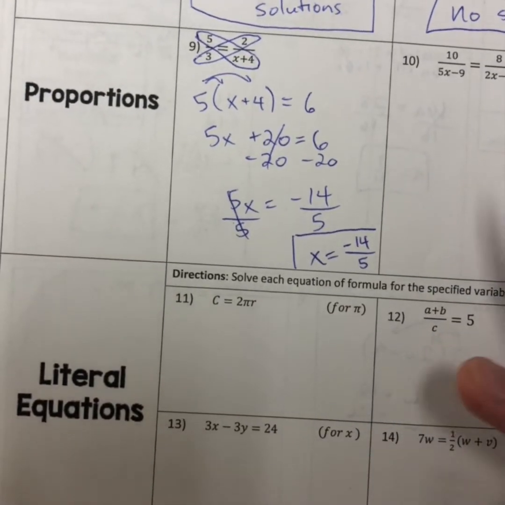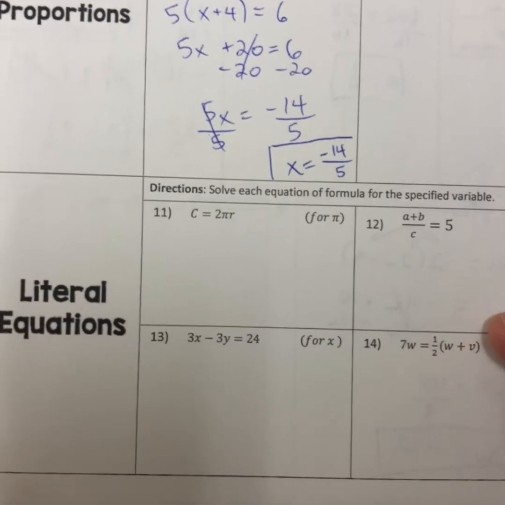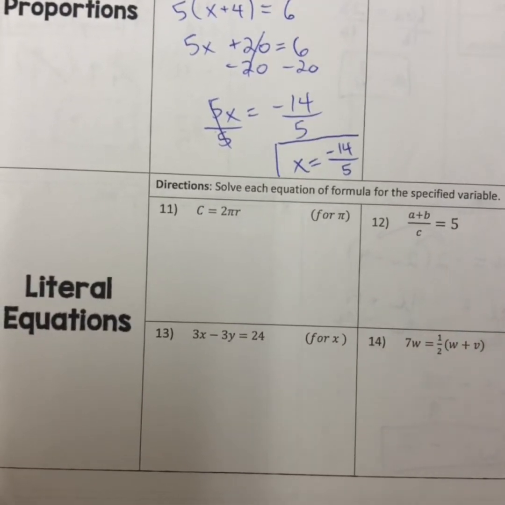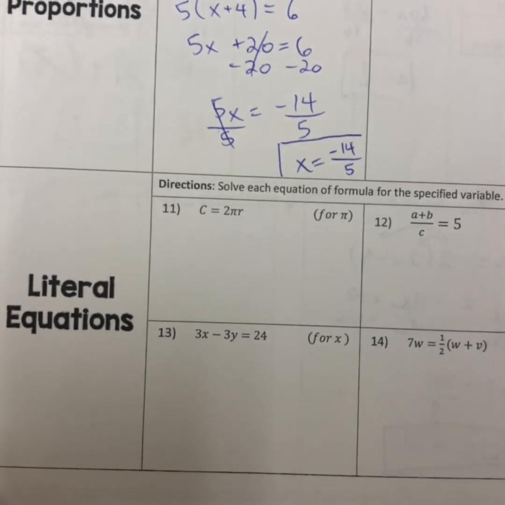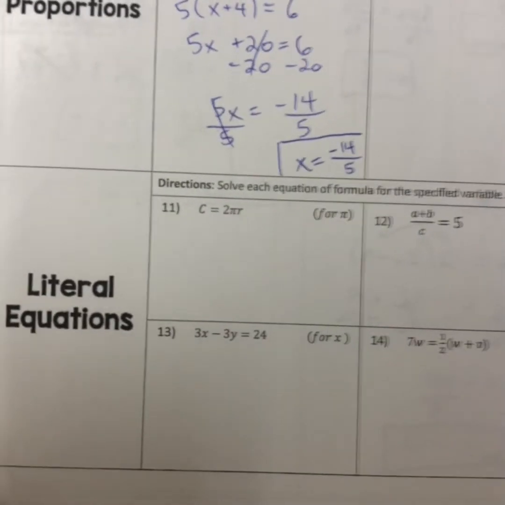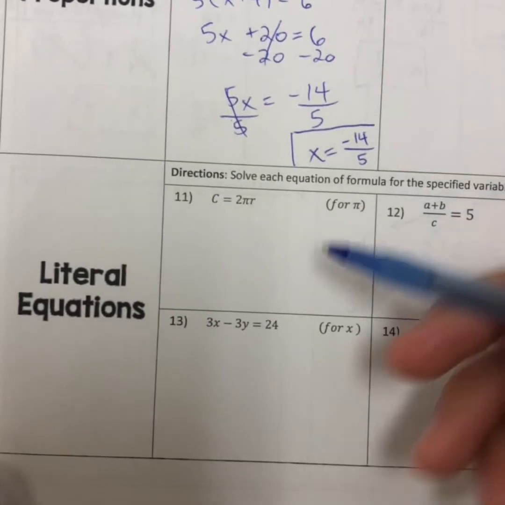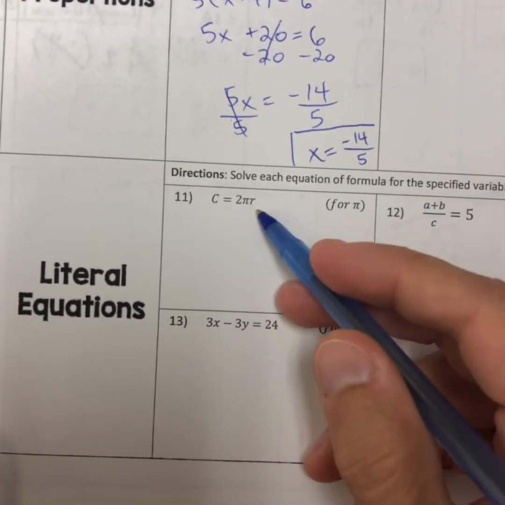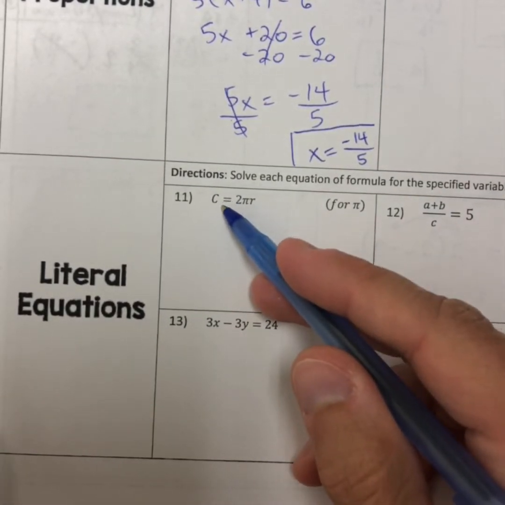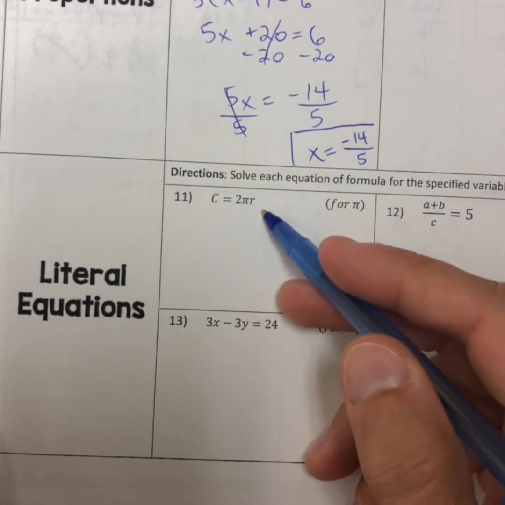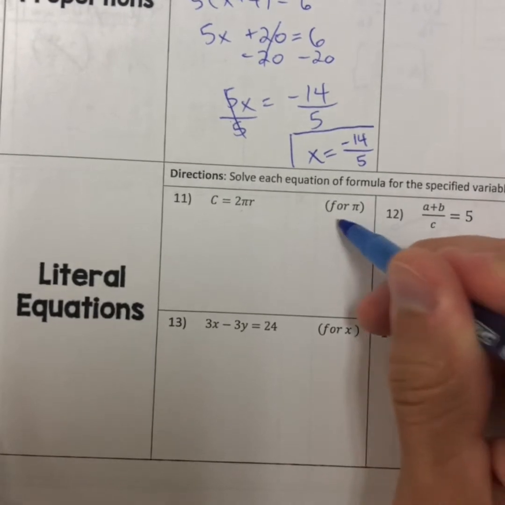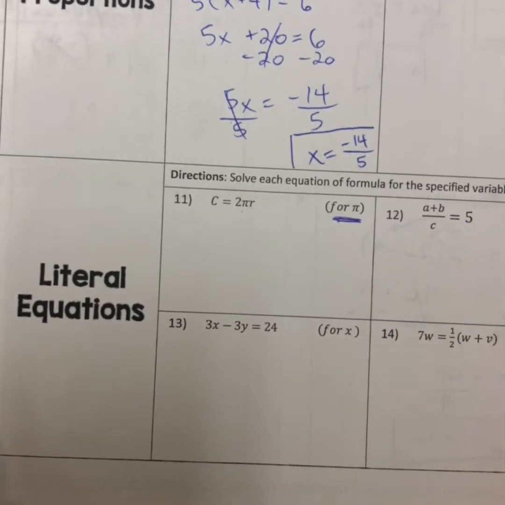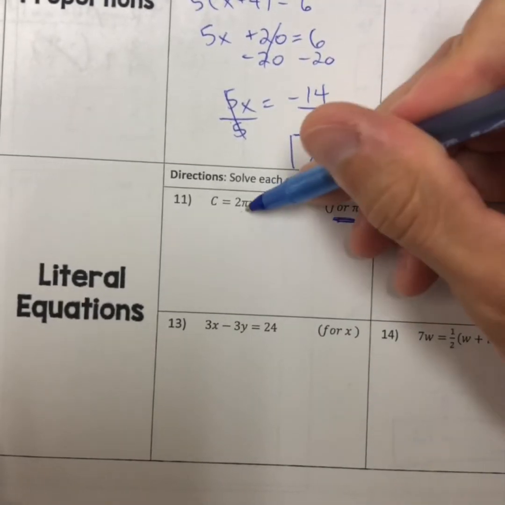And if you remember literal equations from Algebra 1, we follow the same steps that we would for a normal equation, but instead of a lot of numbers, now we have multiple variables that we have to deal with, but we still follow the same steps. So for example, we have the circumference formula here, C equals 2 pi r. So we have to solve this for pi. It'll always specify which variable we're solving for. So in this case, we're solving for pi.